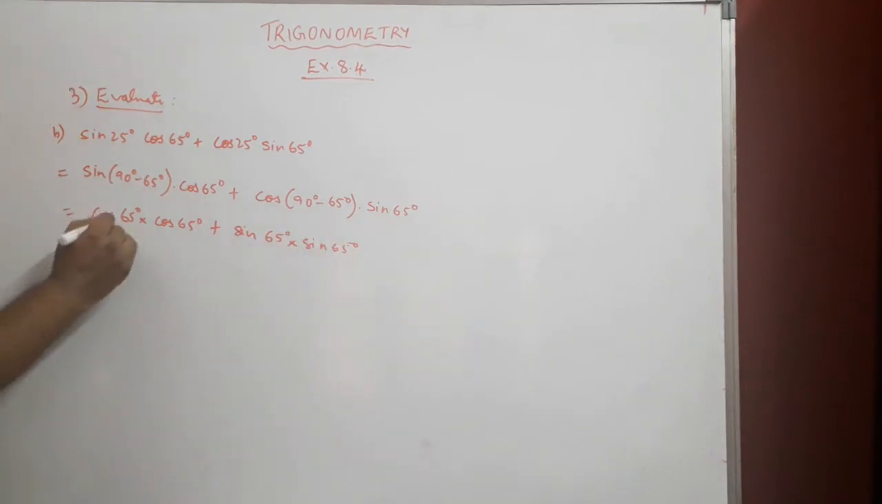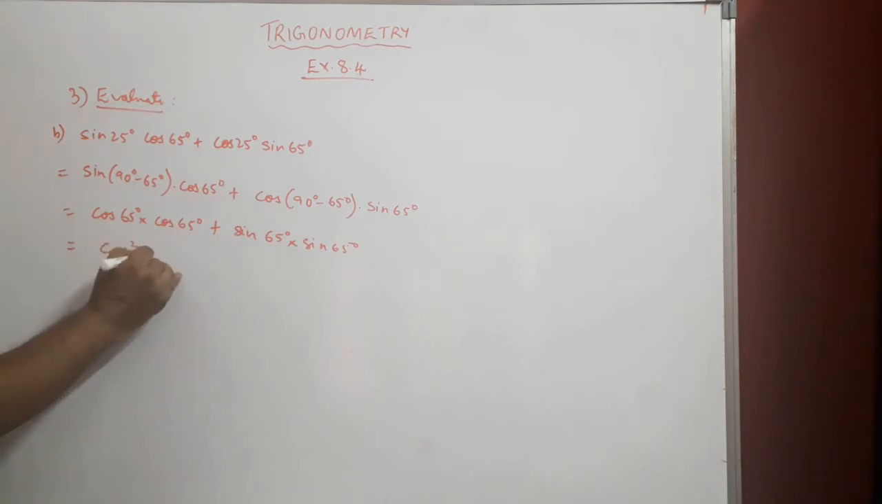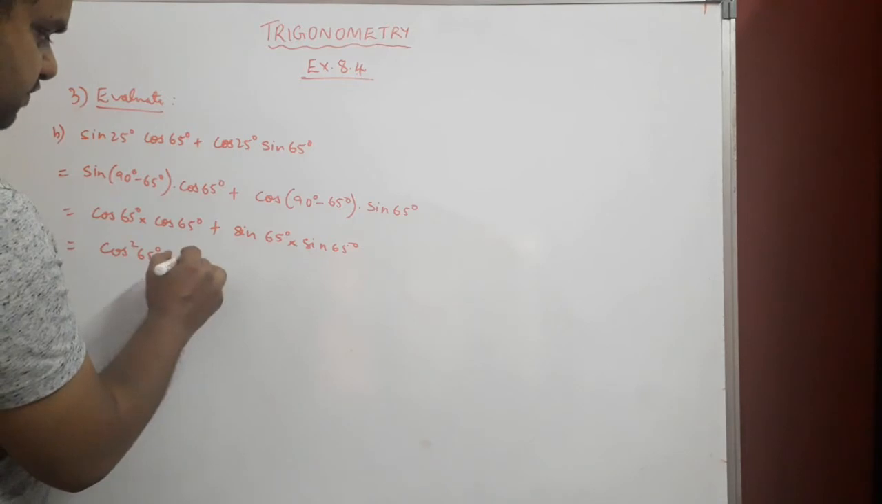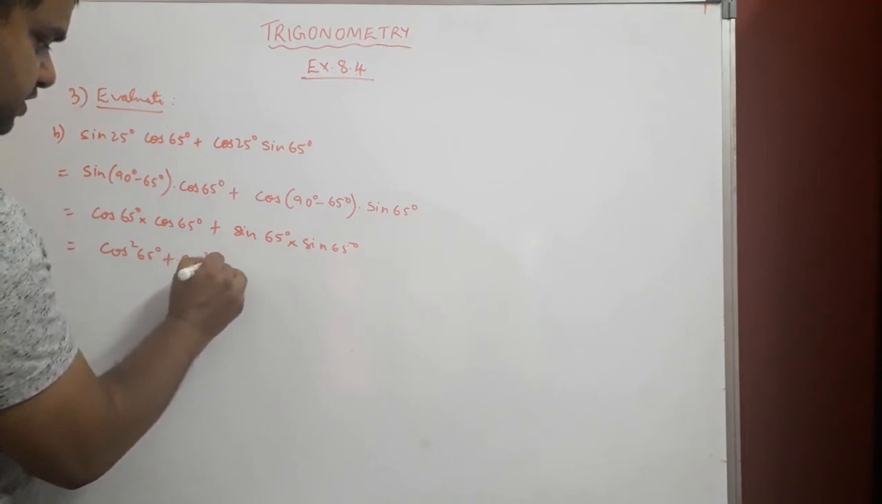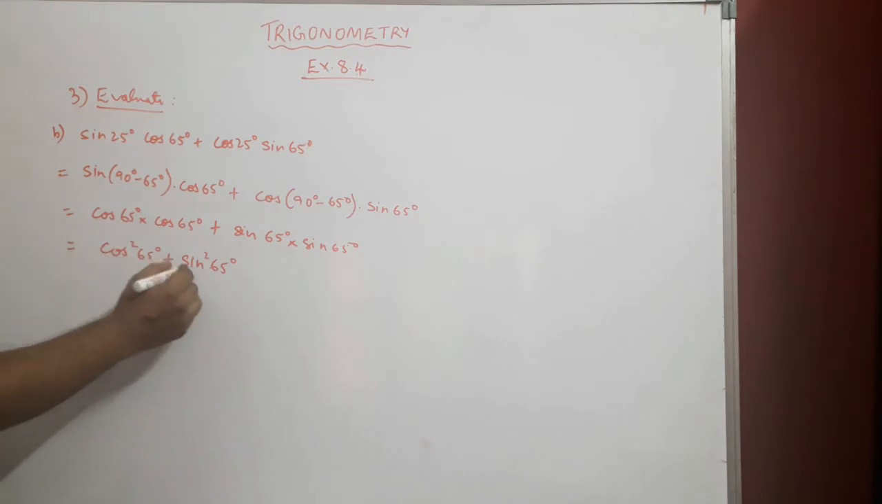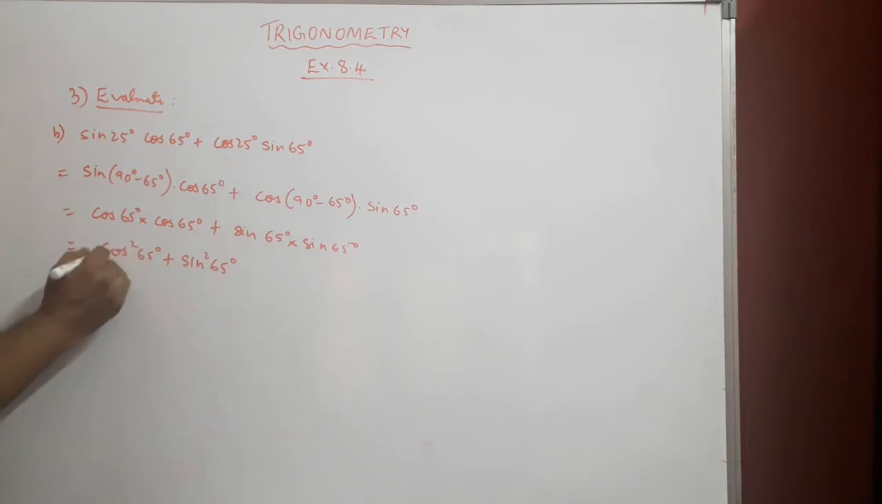We can write cos of 65 degrees into cos of 65 degrees as cos square 65 degrees, plus sine of 65 degrees into sine of 65 degrees, we'll write it as sine square 65 degrees. Once again, the identity of cos square theta plus sine square theta equal to 1 comes into the picture. The angles are the same, so we can use that identity, and the answer to this will be 1. That's the answer of the second problem as well.